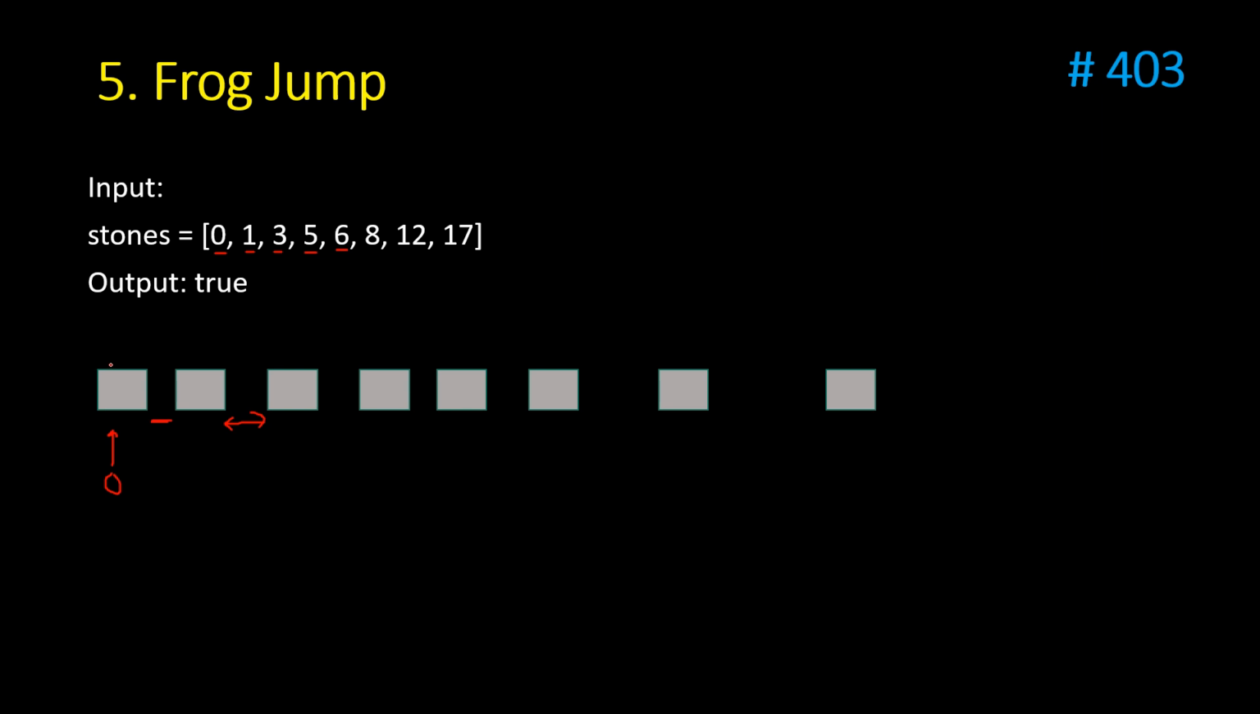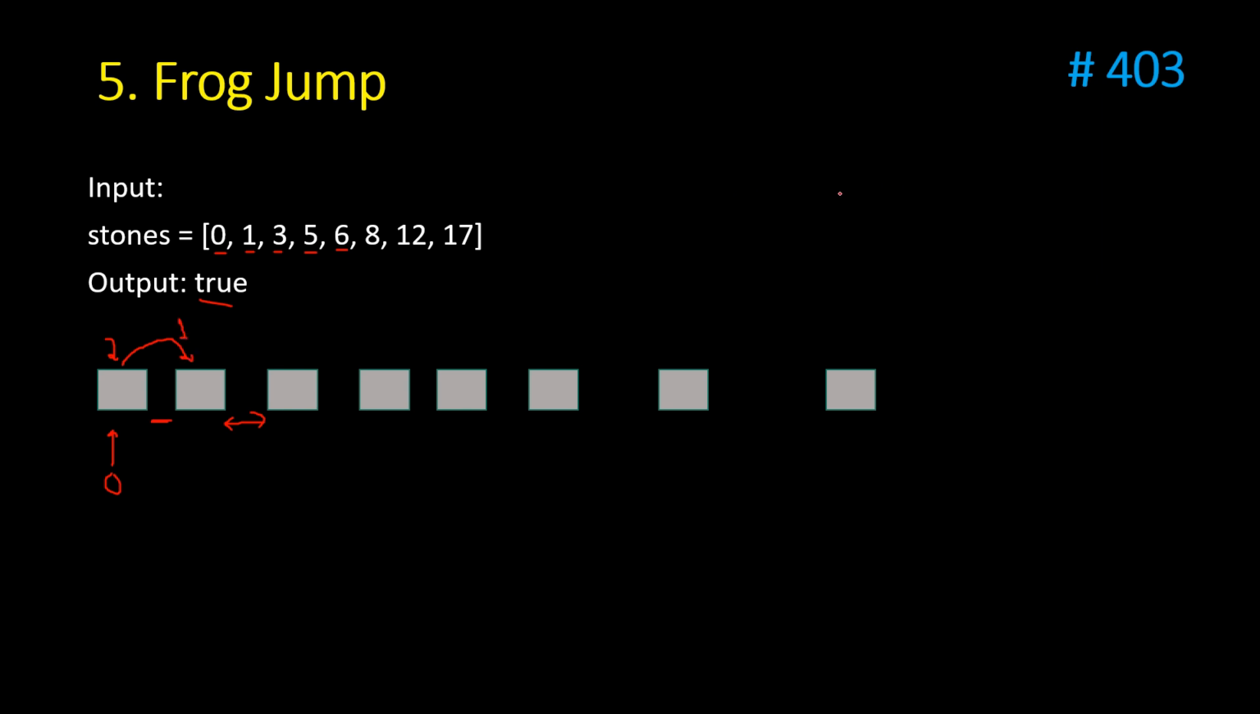So a frog has to go from first stone till last, and you have to return true or false whether it's possible or not, because there is some rule to how many steps a frog can take. So initially the frog will always take 1 step. So if it's 0 and 2, then that's not possible. So it has to be 1. So it goes from 0 to 1 step.